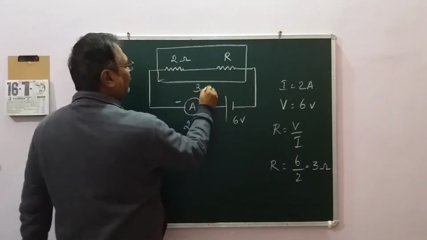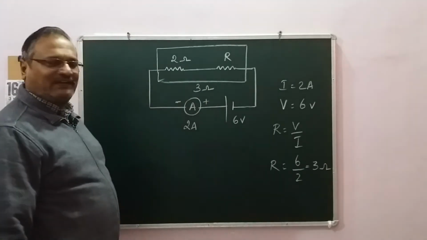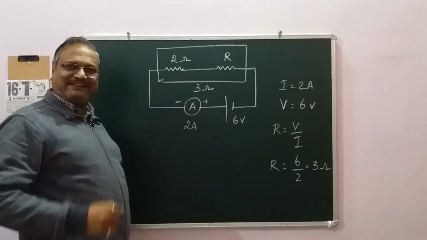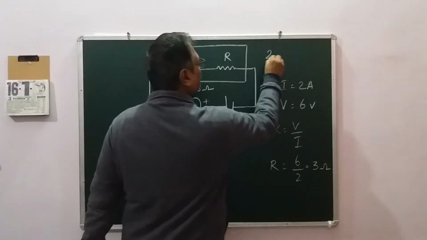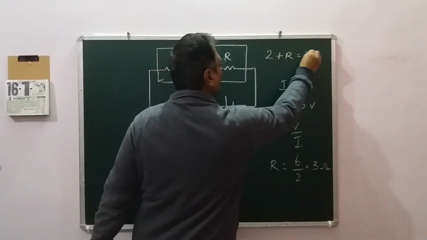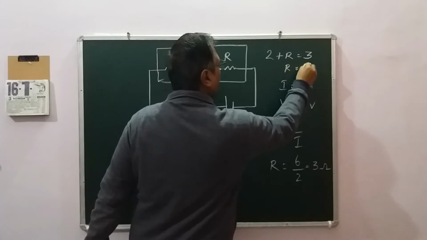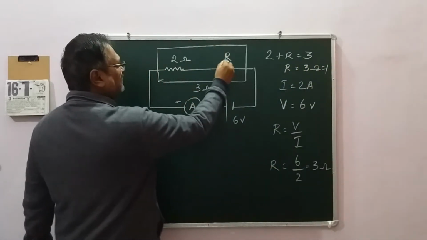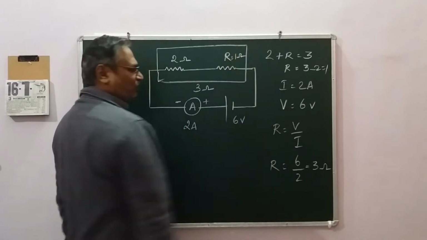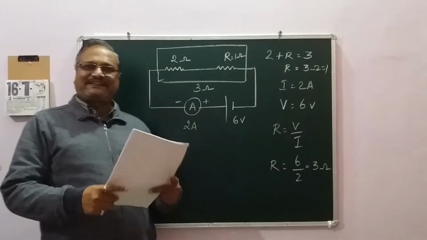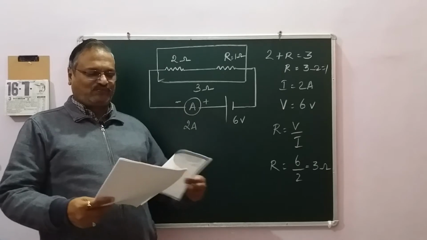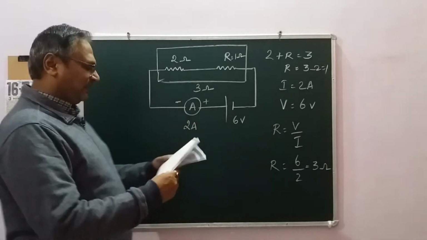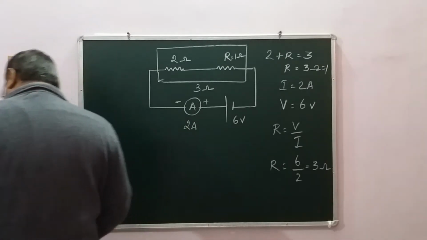Now how are these two resistors connected? They are in series. So 2 plus R is equal to 3, which means R is equal to 3 minus 2, which is equal to 1. So this resistance is equal to 1 ohm. The answer is 1 ohm. Yes. Let me do one more problem, that is the fourth problem.